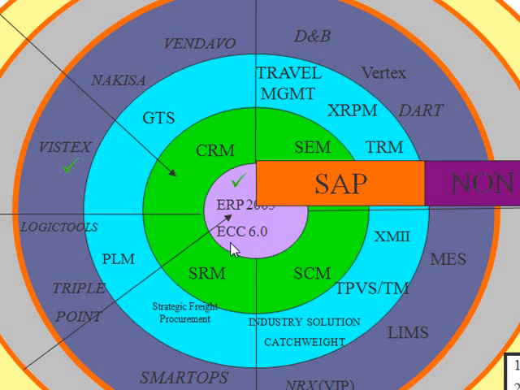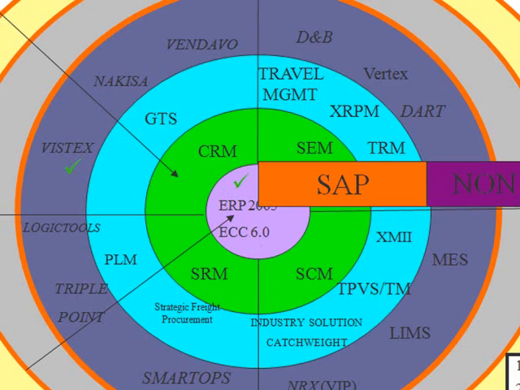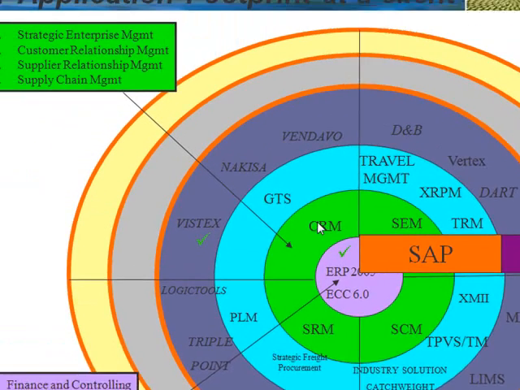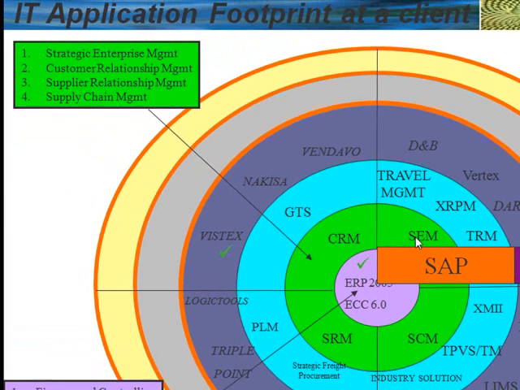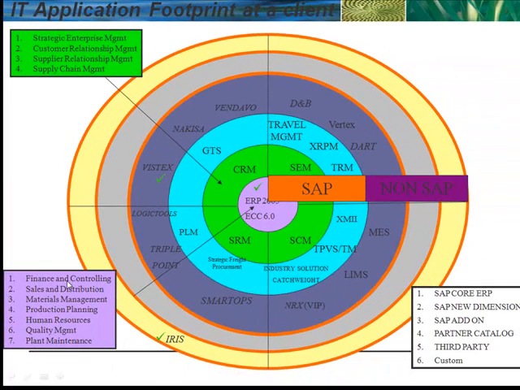Any advanced functionality around supply chain management, any advanced functionality that you need around supplier relationship management, customer relationship management, strategic enterprise management. So these modules here, FICO, finance and controlling, sales and distribution, SD, materials management, production planning, these 4 modules pretty much has an add-on. You want to think this green layer like an add-on to the base product.